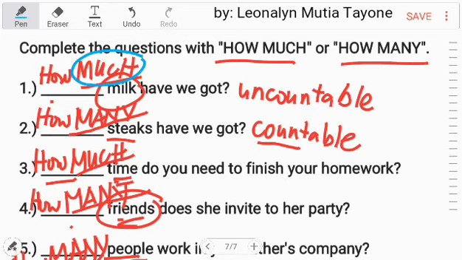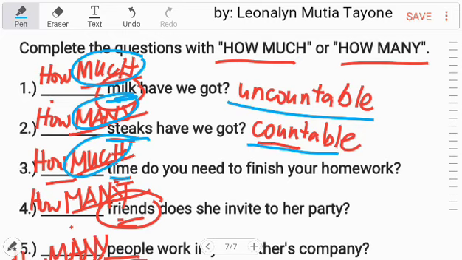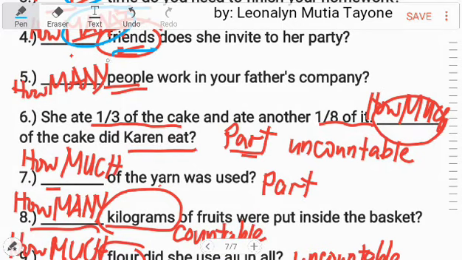Mag-recap tayo sa mga sagot natin. Number 1, how much milk have we got? Because milk is uncountable. How many steaks have we got? Because steaks is countable. How much time do you need to finish your homework? Because time is uncountable. Magiging countable lang siya kung hours, days, minutes, yung mga ganyan. Number 4, how many friends does she invite to her party? Friends, countable. Number 5, how many people work in your father's company?